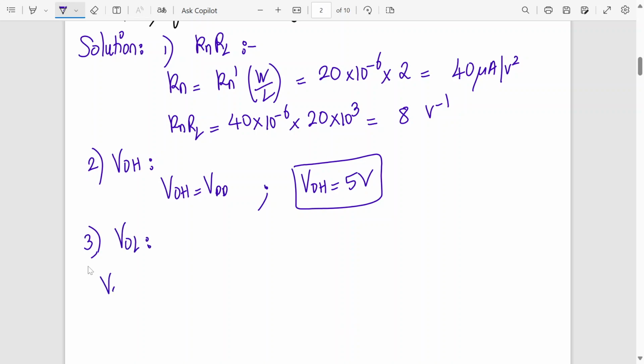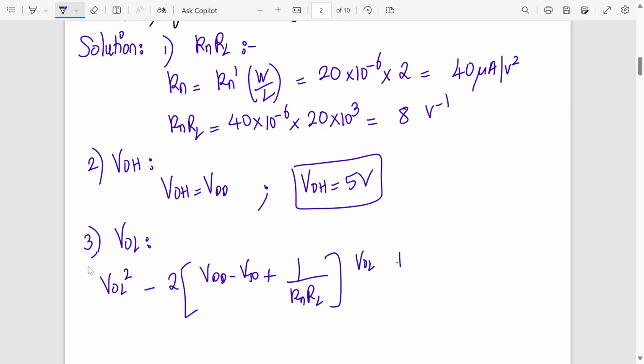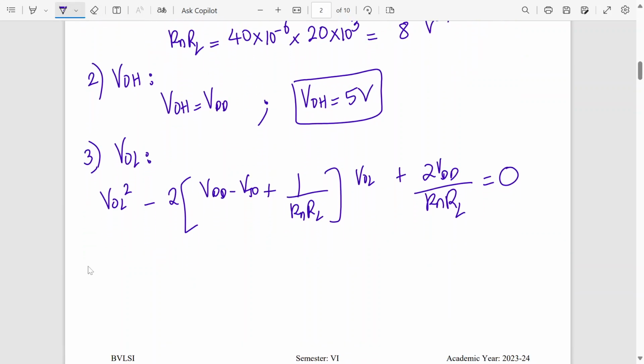Next is VOL. For VOL, we have a big quadratic equation which you might have to remember. This is VOL squared minus twice VDD minus VTO upon 1 plus KnRL into VOL plus twice VDD upon KnRL equal to 0. If you don't remember this expression, you have to derive it quickly. It will take 1 or 2 steps only to derive this, as we have seen in the last lecture.